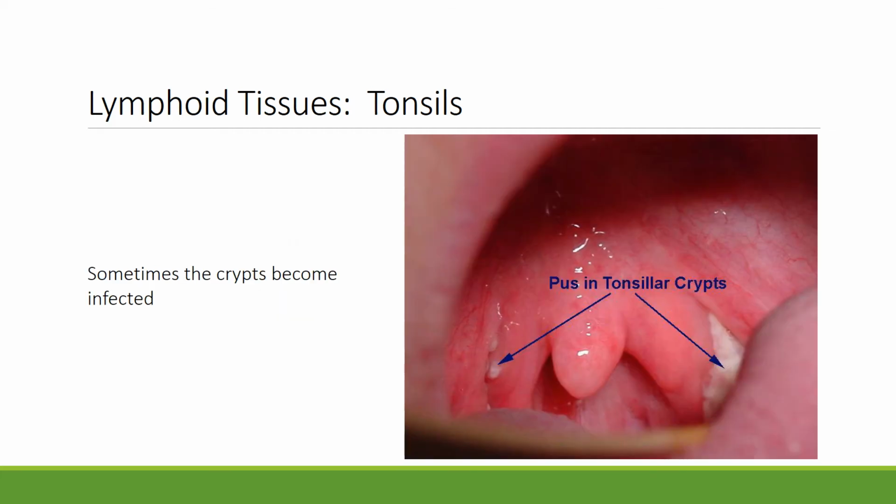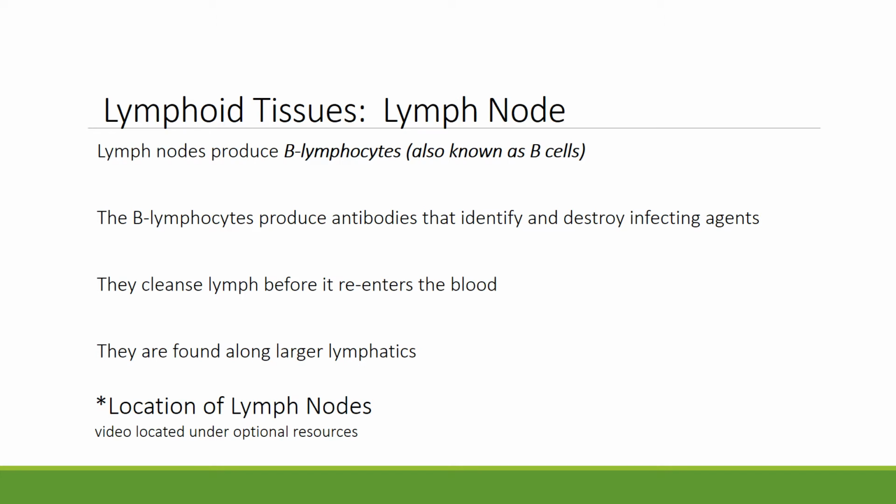Sometimes these tonsillar crypts become infected. You can see the pus in these crypts in the slide on the right. Lymph nodes produce beta lymphocytes, also known as B cells. Beta lymphocytes, or B cells, are a type of white blood cell that makes antibodies. Beta lymphocytes are part of the immune system and develop from stem cells in the bone marrow. The beta lymphocytes produce antibodies that identify and destroy infecting agents.